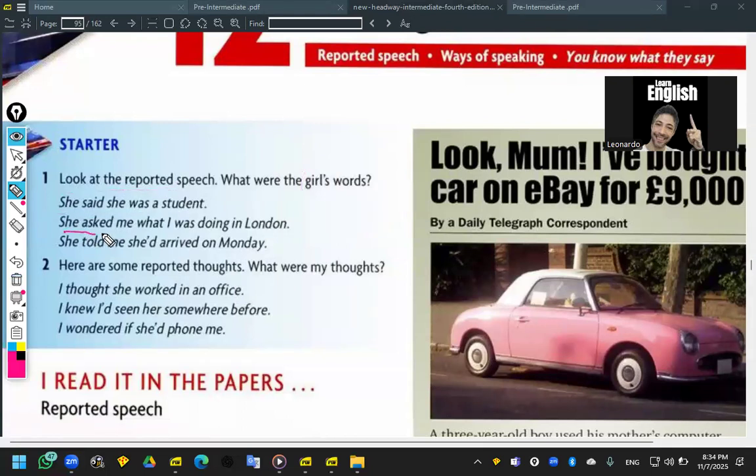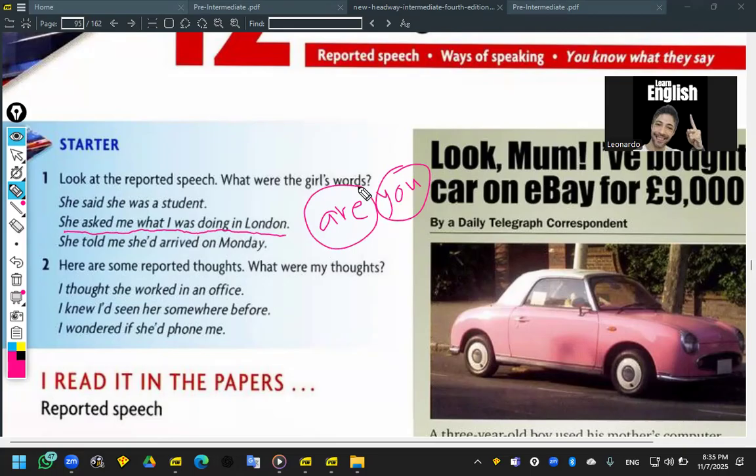Two, she asked me what I was doing in London. So, what is the original question? Exactly. What are you doing in London? So, I have to change the pronoun and I have to change the tense.